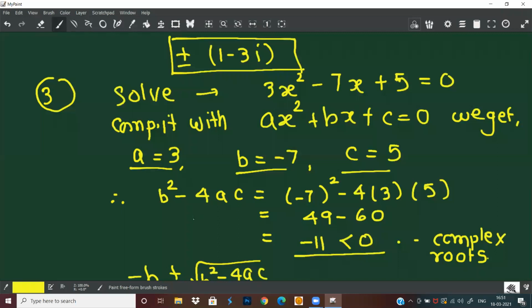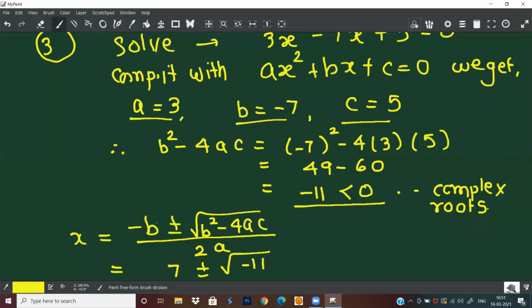I can scroll up or down better because something happens to my brush. Let me zoom in. Shravani, did you get the value of discriminant? Okay. Then I wrote the formula.